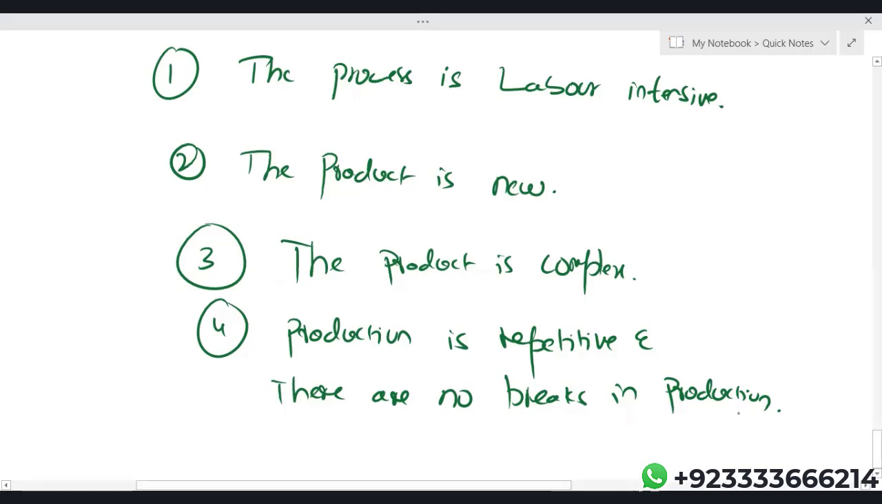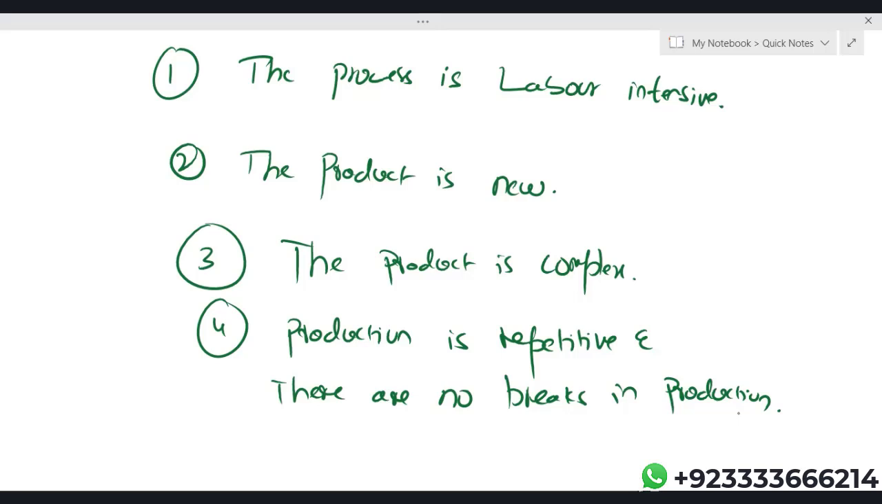Obviously, there are no major breaks in which learning effects may be lost. If there are major breaks, then obviously you will not be having a benefit from the learning curve. For example, if an organization is working on JIT production, then obviously it becomes very difficult to get the benefit from this learning curve, because in a JIT process, there will be breaks as well. Production will only be carried out when there's a readily demand available.